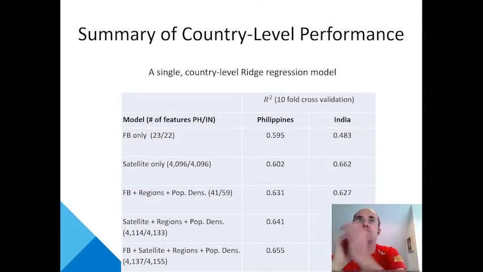In India, it's a shorter story. Basically, satellite imagery performed always better than Facebook data, and you don't really gain much, if anything, by adding Facebook data. This is likely due to the much lower Facebook penetration in India as compared to the Philippines.